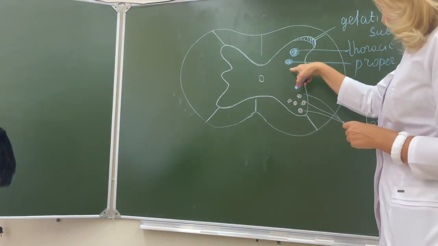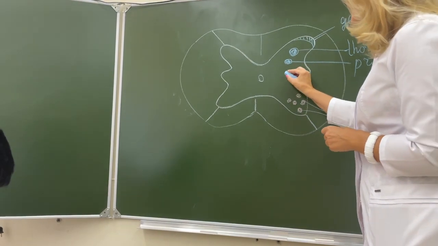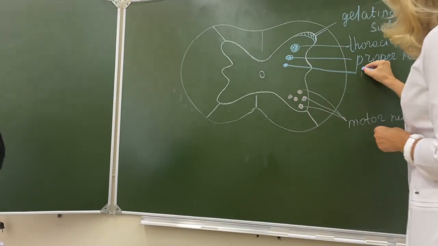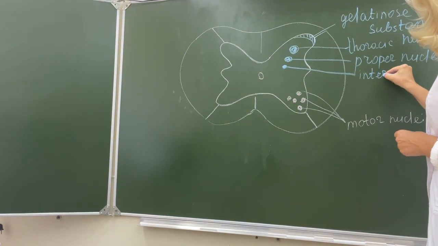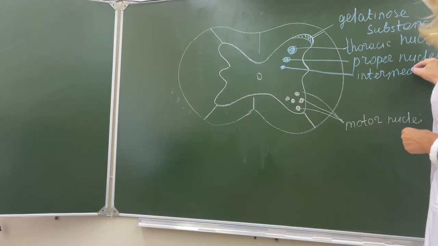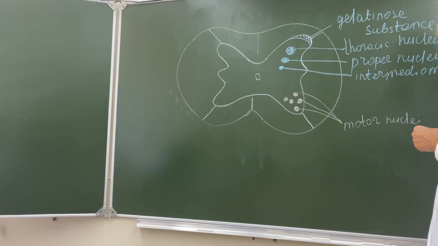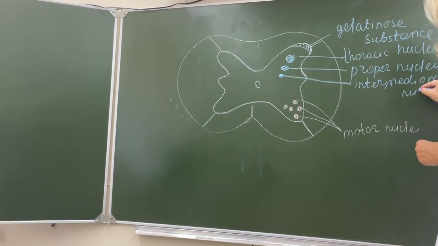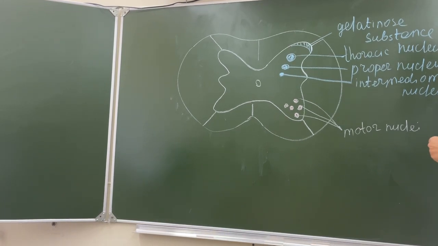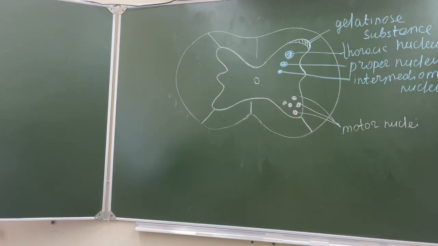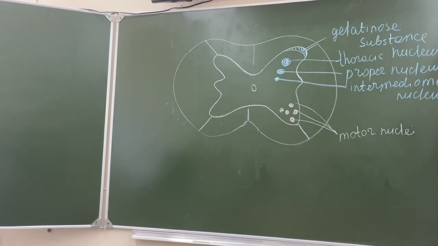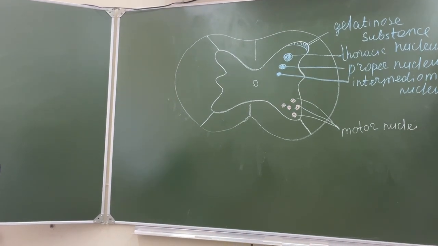It's nearly at the level of the lateral horn. Here it is. It's called intermedia medial nucleus. Of course, they are numerous, but we ask you please know the names of at least this one.